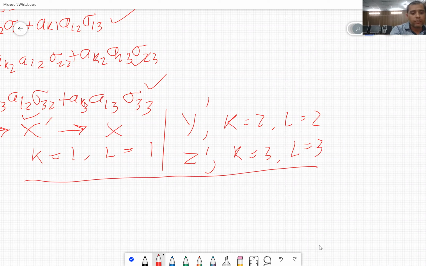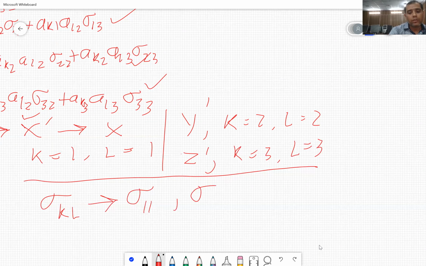In the above cases, what will we write? We are writing sigma kl. So you can write the equation in that format: sigma 1 1, sigma 2 2, or sigma 3 3. Sorry, this is not 1 2. How to write 1 2? I'll tell you. The equations can be written as sigma 1 1, sigma 2 2, or sigma 3 3.